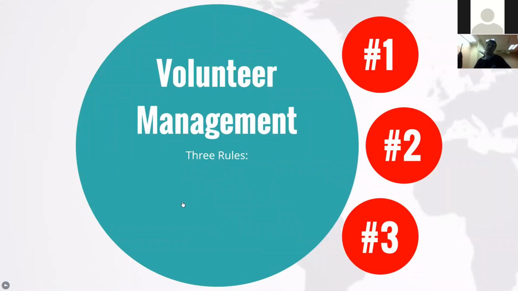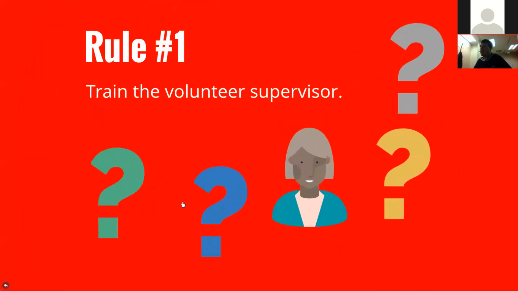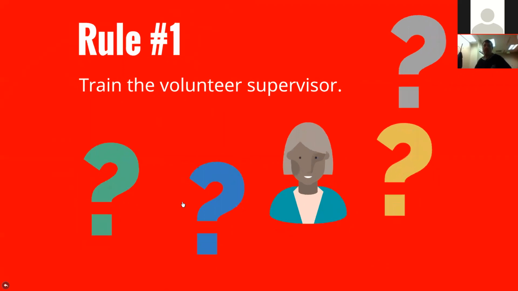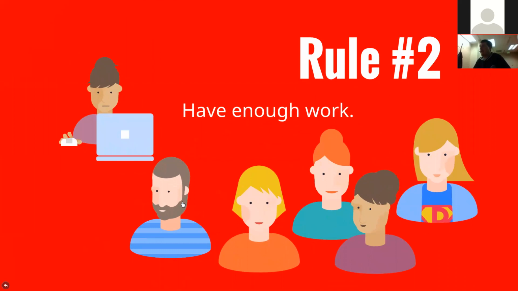And these are the three rules that I usually tell people who I'm training to do volunteer management with me. First one is train the volunteer supervisor. Whenever you have a large group of volunteers, you can't supervise all of them. So you need to have a volunteer supervisor to supervise the other volunteers. This person is usually also a volunteer, but this person requires a little bit more training. It requires a little bit of insight into how to manage volunteers and the good, bad, and the ugly of volunteer management.